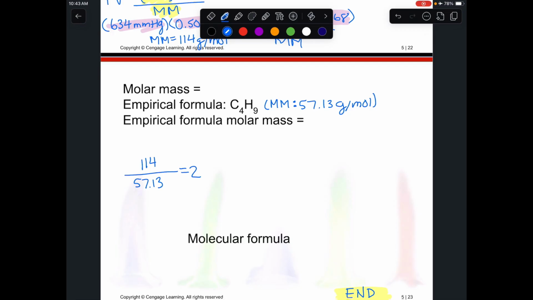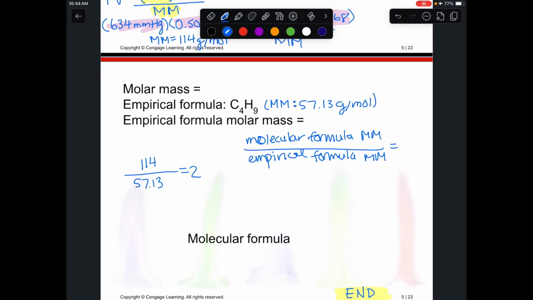So if we have our empirical formula, let me remind you of the equation here to go from empirical to molecular. So our equation is molecular formula molar mass divided by my empirical formula molar mass. And this gets me a multiplier. Remember, a multiplier is then multiplied with the empirical formula subscripts, and we go ahead and get our molecular.